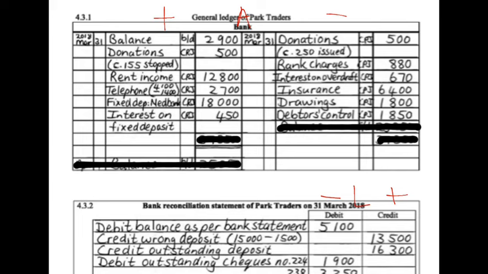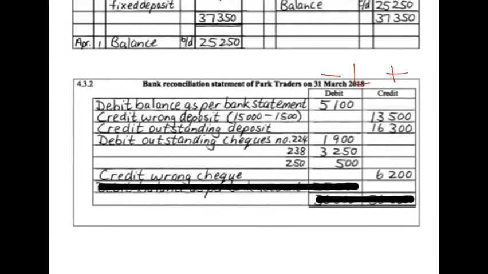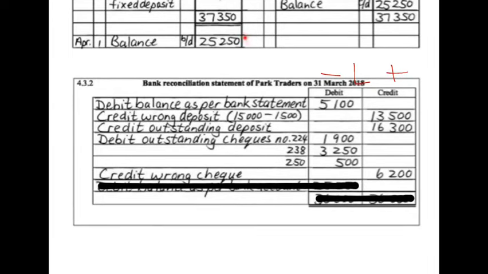So the only thing left for me to do is to balance my account and then balance out my recon statement. So I balance my account. The debit side is more, with 37,350. Therefore my balance carried down is 25,250. Balance brought down to the debit side, 25,250. Very important, if it's a debit here, you put it as a debit in the recon as well.